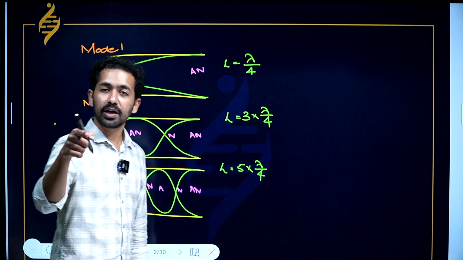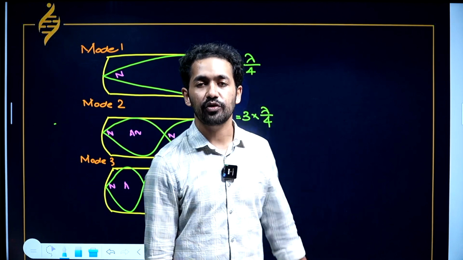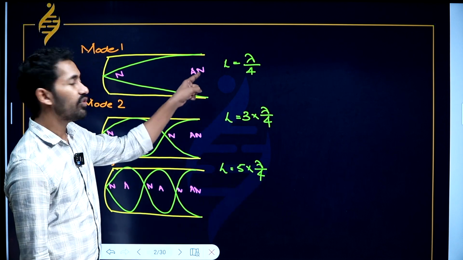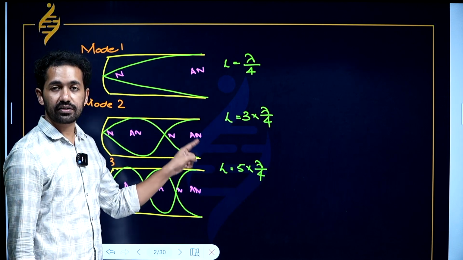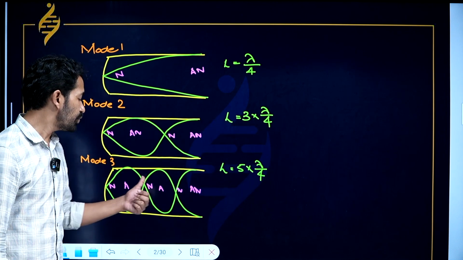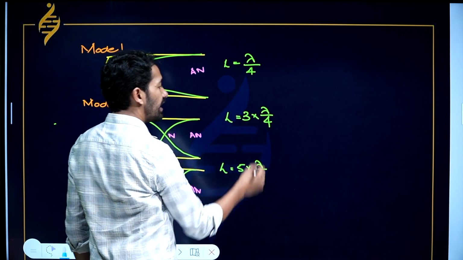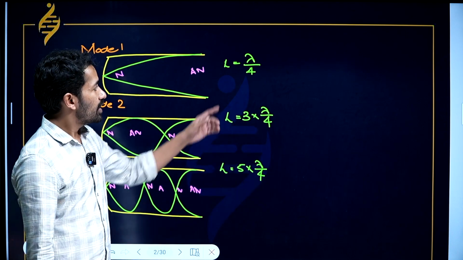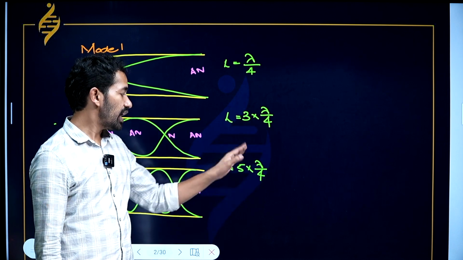Why did I take lambda by 4? Because the distance between a node and an antinode is lambda by 4. So we see that one node, one antinode gives 1 lambda by 4. Here there are 1, 2, 3 spaces, so 3 into lambda by 4. Here I have 5 spaces, so 1, 2, 3, 4, 5 into lambda by 4. And from all these I can write. Please observe: first length lambda by 4, again 3 into lambda by 4, 5 into lambda by 4.